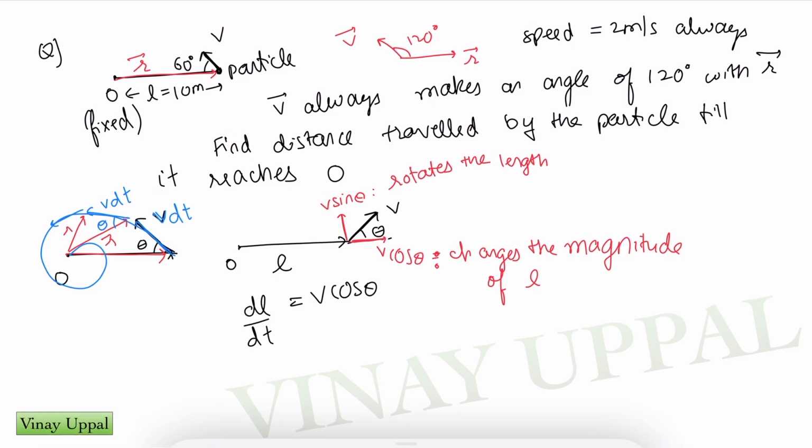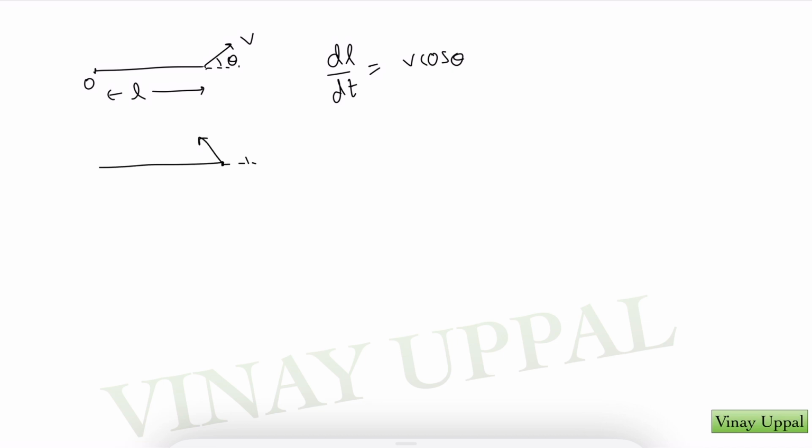Alright, so let me solve this particular question. Let me just do that on the next page. Like I said, if this O is fixed and this length is L and I have a particle which is making an angle theta, I can write dL by dt as v cos theta. So in our particular question, the angle is 120 degrees.